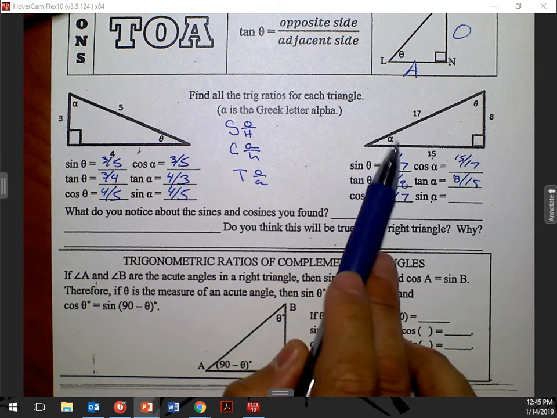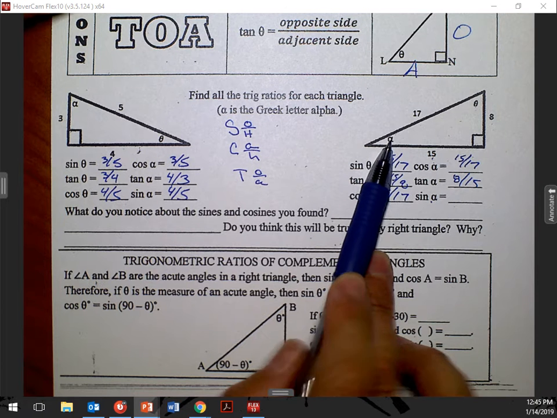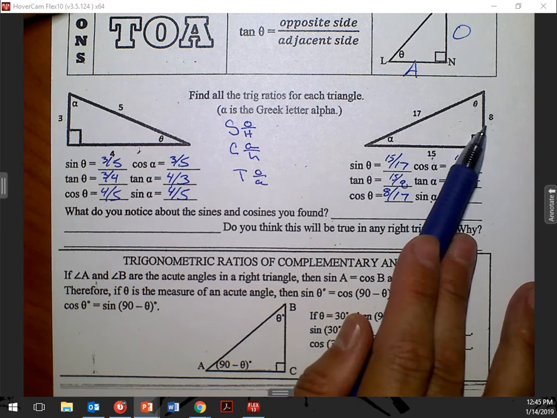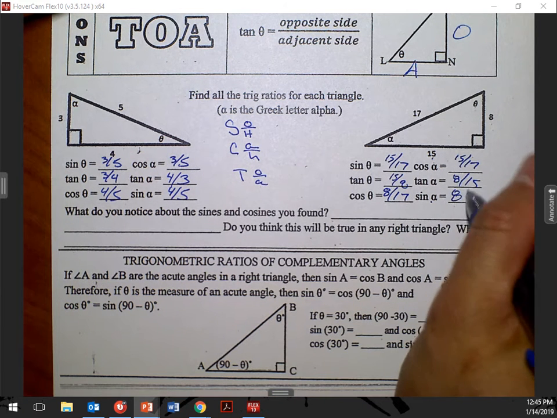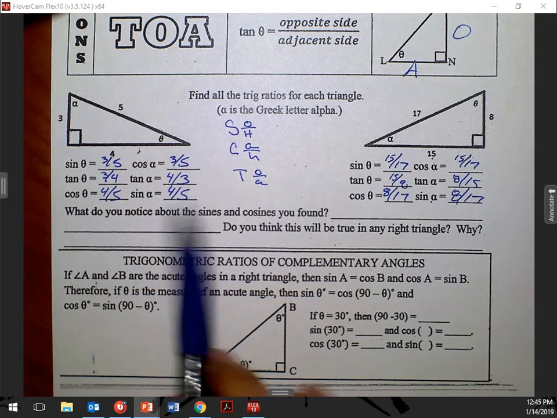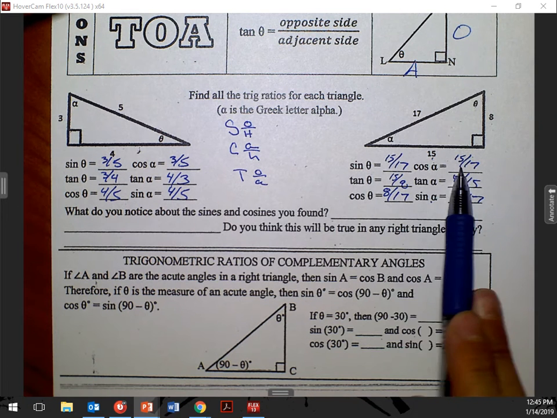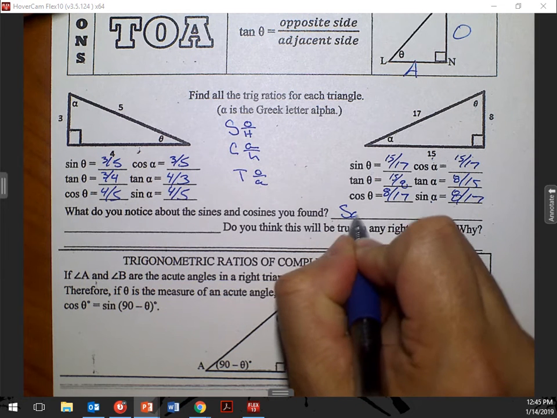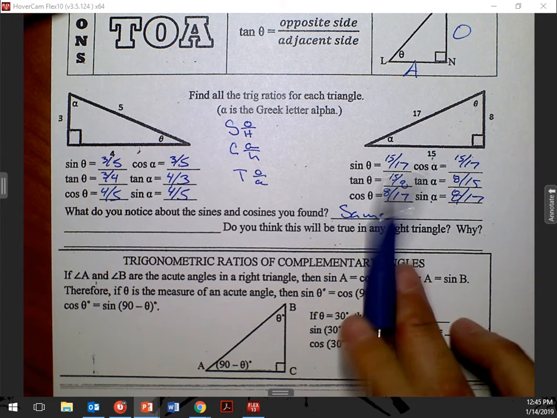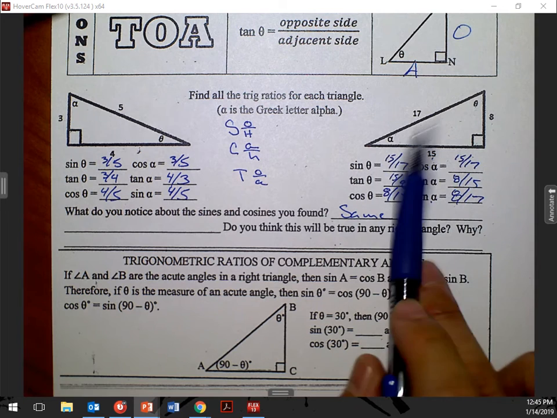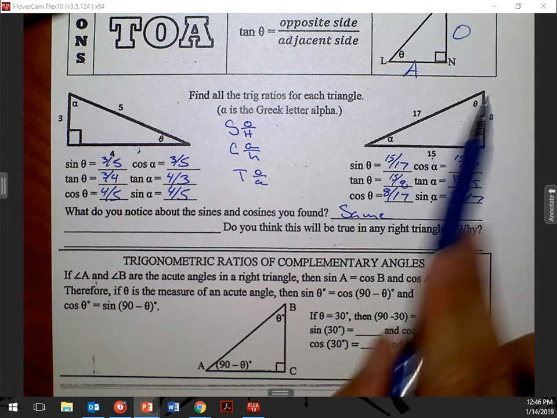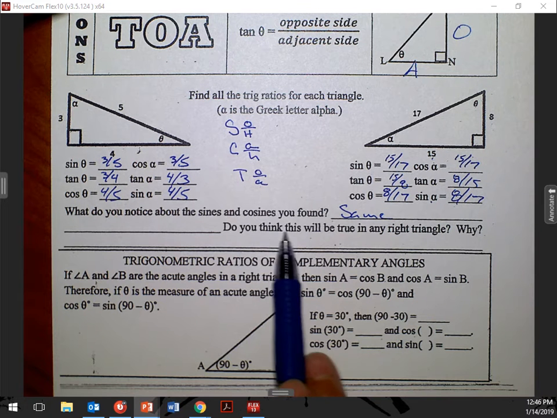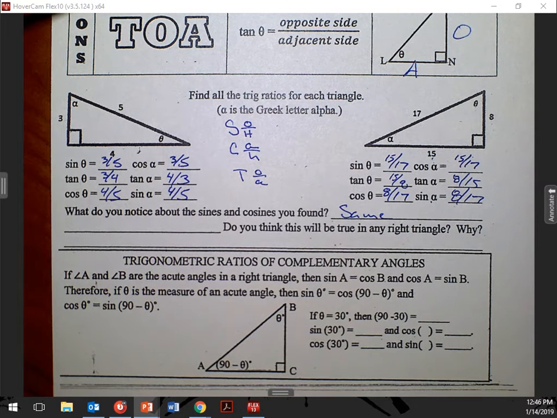Now sine. Sine is opposite over hypotenuse. So what is opposite of alpha? 8. Hypotenuse is? 17. Very good. What do you notice about the sine and cosines that we found? They're the same, right? Because when I change angles, the opposite changes, doesn't it? So when I change the angles, do you think this will be true for any right triangle? Say yes.